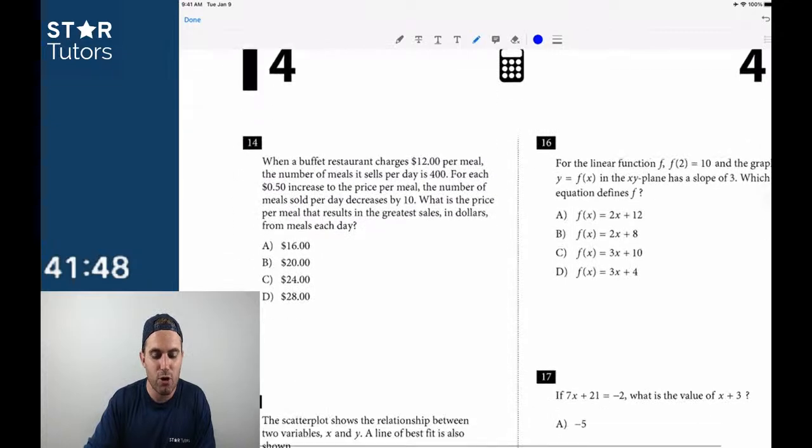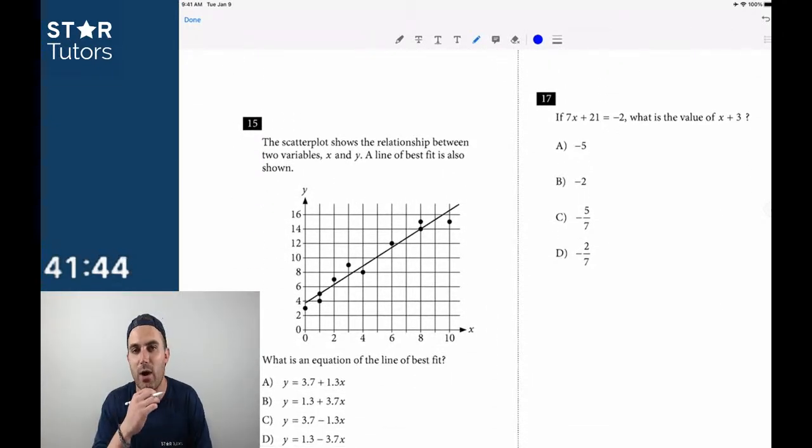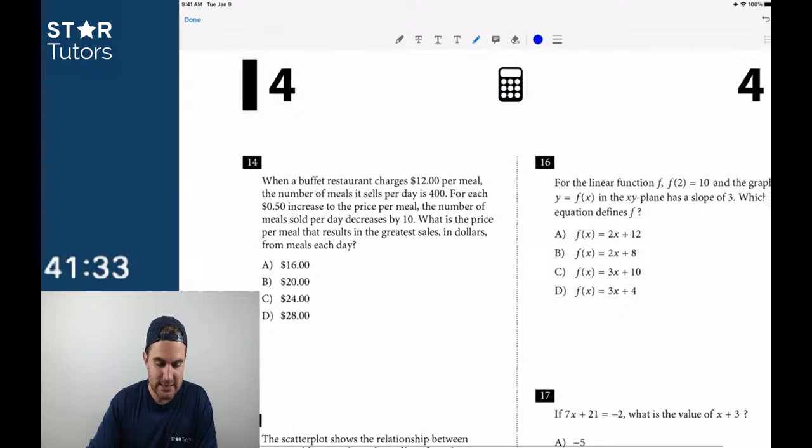Don't be afraid to go all the way back to the very beginning of when you started looking at y equals mx plus b. Don't be too proud to revert back to things that you learned even in the 6th grade, okay? It's very, very important. I'm going to skip number 14.